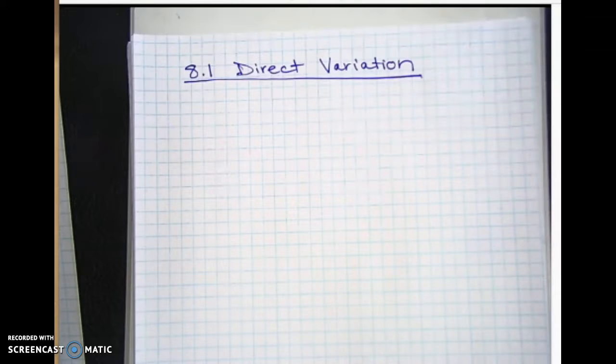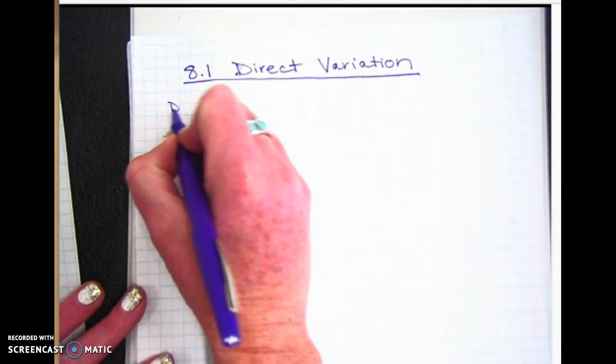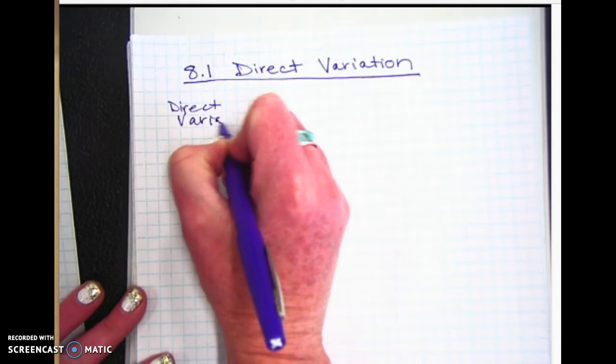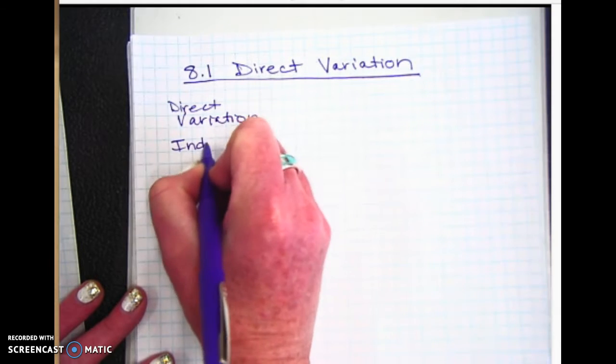And so it's not going to be on the Chapter 9 test. We're not going to test on it. You just need to know a little bit about it. Okay, so there are two types of variation. Obviously, the one we're going to talk about today is direct. And then tomorrow we're going to look at indirect.